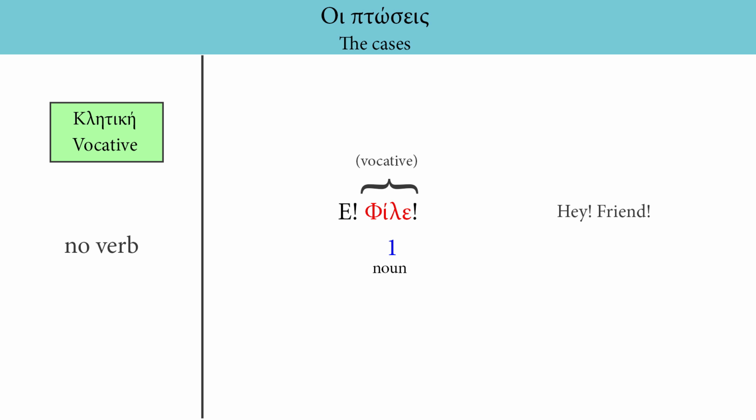And finally, let's see the vocative case when we call someone. Φίλε. Hey, friend. So this is very simple. When we call someone, whether by name or by some other noun, we use the vocative case. The only thing you have to remember here is that when we call someone, we don't use an article. That's why articles don't have a vocative case in Greek.